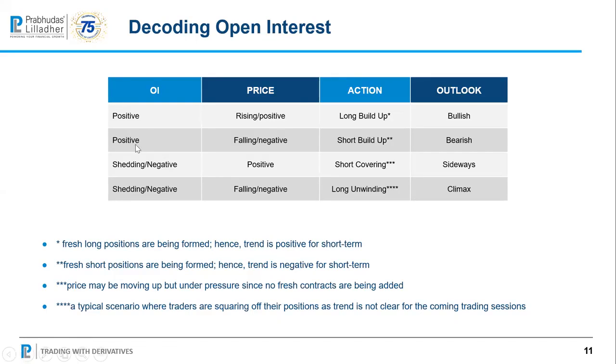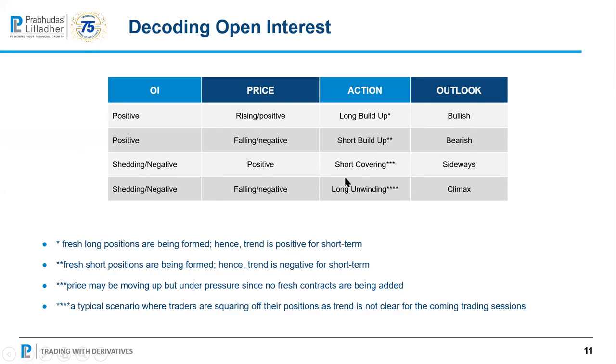When OI is positive, and price is falling and negative, then it is short build up. That means the view is bearish. So remember, when OI is positive, high, but the price is falling, that means we have to sell that particular trade.